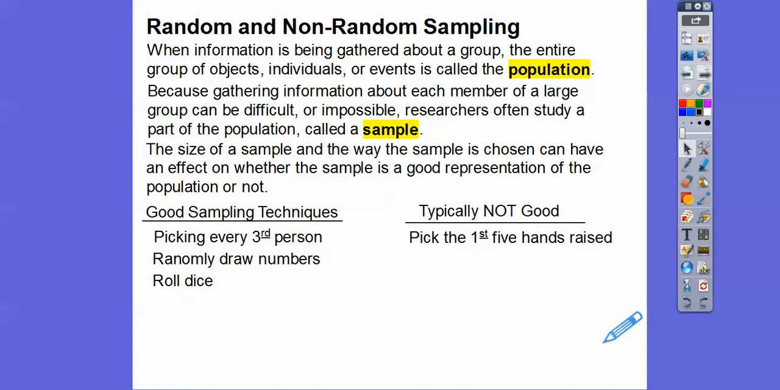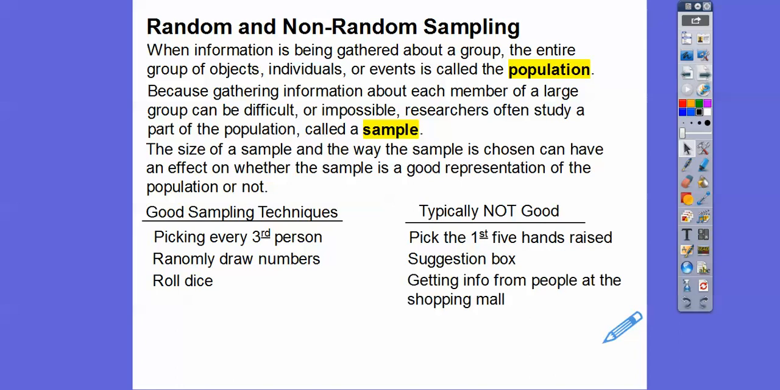Typically not a good one is to pick the first 5 kids that raise their hand. That's not a good representation. Those are always the ones that want to volunteer or the ones that always have the answers. Putting out a suggestion box: if you go into a restaurant and they have a suggestion box, who usually fills those out? It's people that are usually upset about what they had. If you had a good experience, you just say thank you and leave. So you typically don't see suggestion boxes unless people have strong opinions.